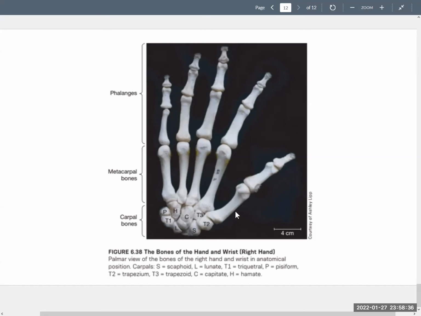This is a nice picture, so that you can check yourself. I'm not privy to what the 2s and 3s stand for on this one. And they are calling T1 triquetral here, but you understand it's also triangular, triquetrum. Okay. The rest are all the modern day names.